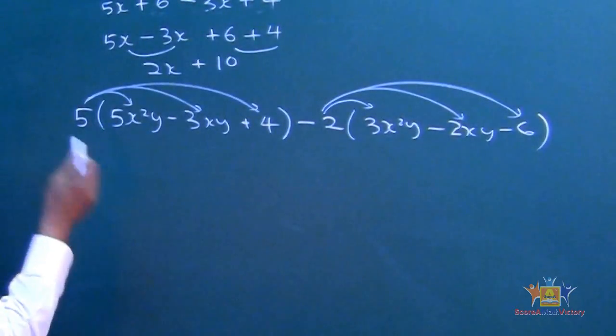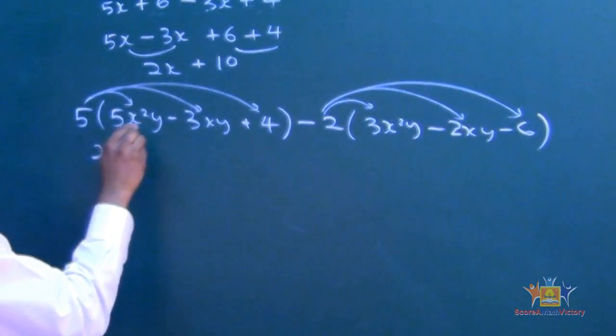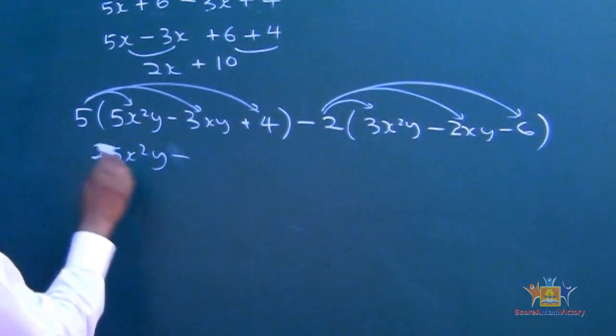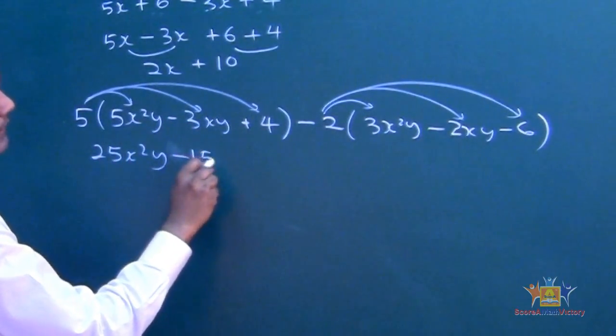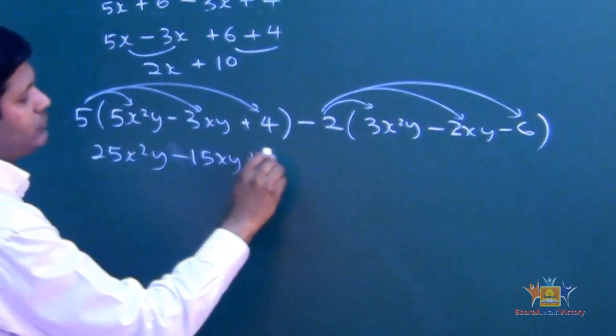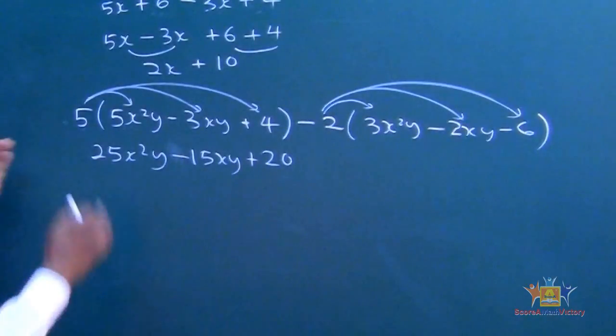Alright, let's do that. 5 times 5 is what? 25 x squared y. Bring it there. Positive and negative is negative. 5 times 3, 15 xy. Positive and positive is positive. 5 times 4 is 20. See that? So we expanded this side.